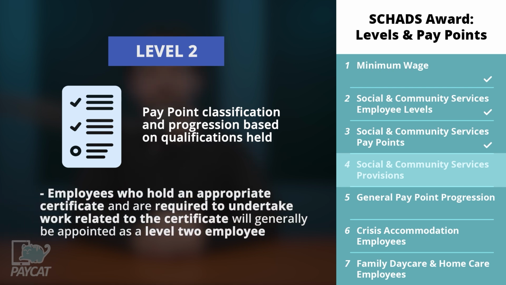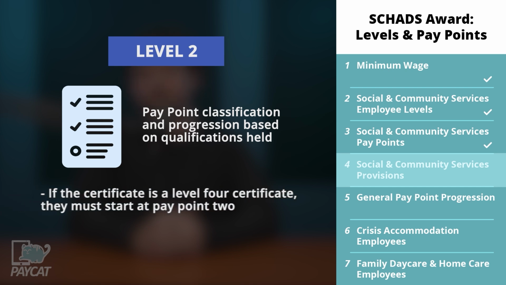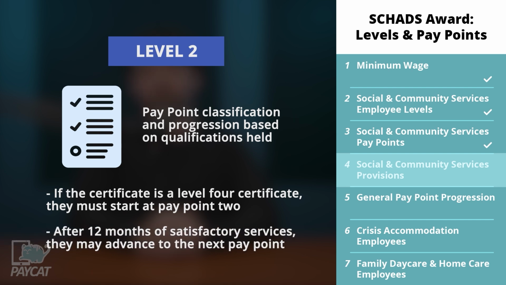Employees who have completed an appropriate certificate and are required to undertake work related to that certificate will generally be appointed as Level 2 employees. But if their certificate is a Level 4 certificate, they must start with pay from pay point 2. Once they've provided 12 full-time equivalent months of satisfactory services, they can advance to the next pay point.